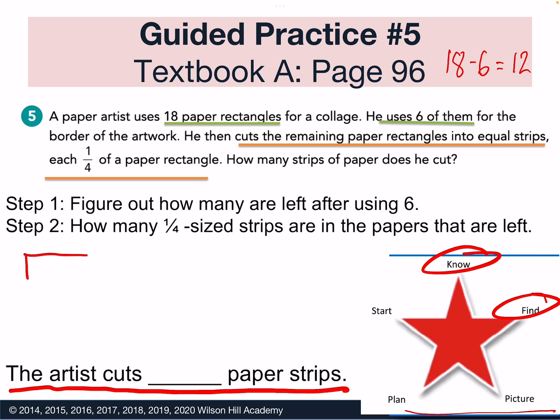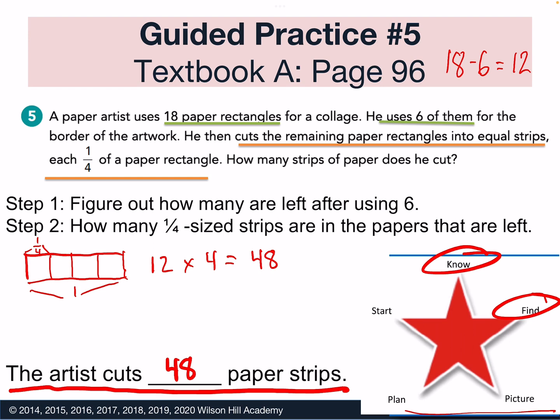Now, if you want to, you can think about this visually. Each paper is going to be cut into 4 pieces, right? And one of these pieces is a quarter, right? So there are 4 of these quarters in every single rectangular piece of paper, this being 1 page. And so you see that with 12 pages left and each page being cut into 4 pieces, that is going to give the artist 48 paper strips. And you've come to the conclusion of your problem.